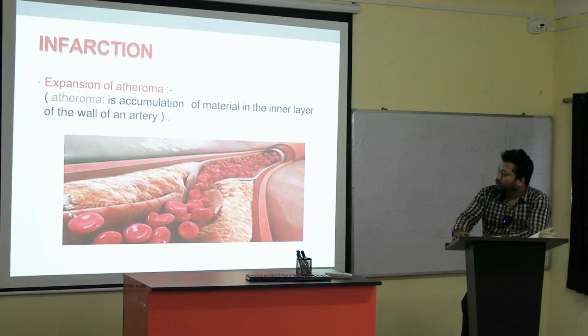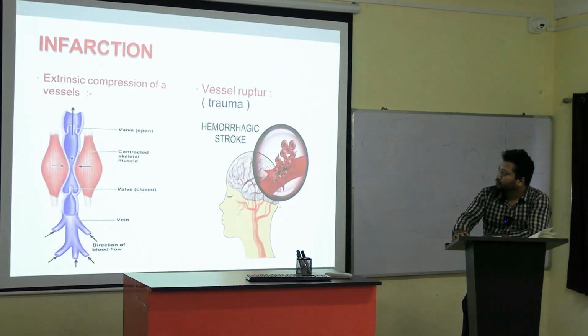Expansion of atheroma. This is the atherosclerosis, which is happening on both sides and is obstructing the flow of RBCs. This is the extrinsic compression of vessels, which can be due to contracted skeletal muscle. Skeletal muscle means the muscles which we can voluntarily control. It is compressing the vein, which is why blood is not able to flow properly through the vein.